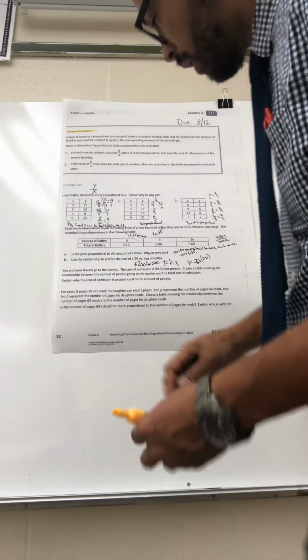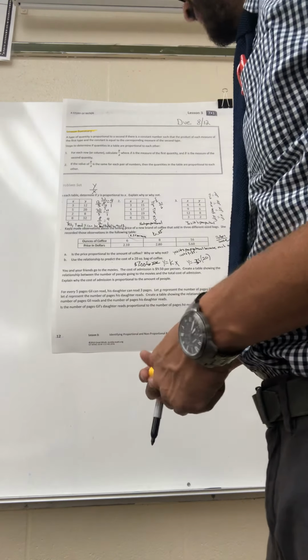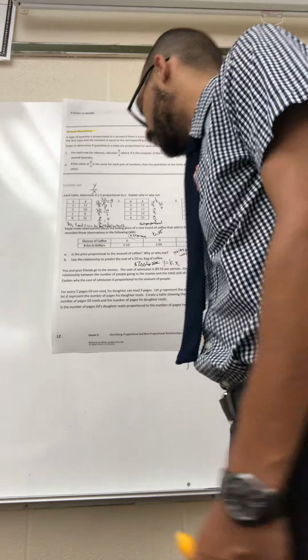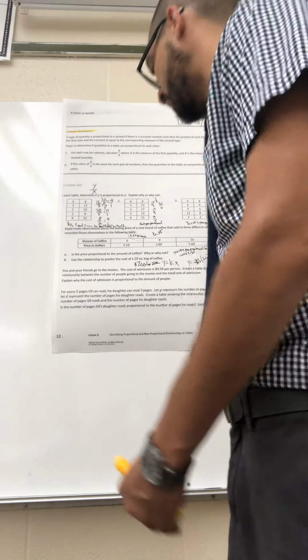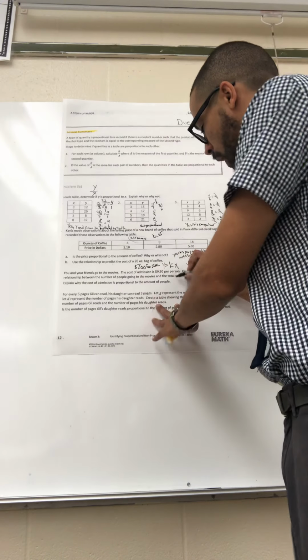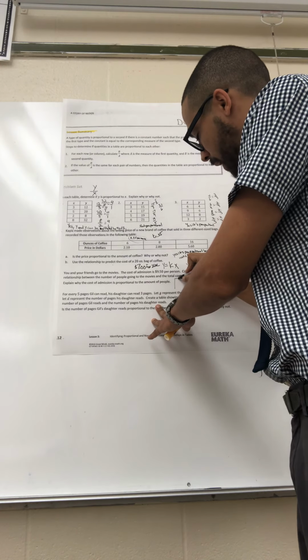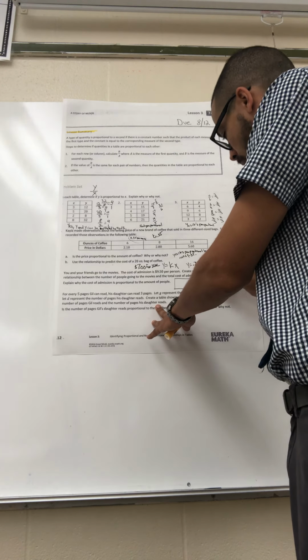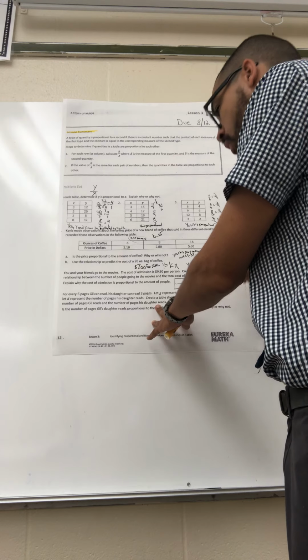All right, you and your friends, y'all going to the movies. Fun. The cost of admission is $9.50 per person. Create a table showing the relationship between the number of people going to the movies and the total cost of admission, and then explain why the cost is proportional. All right? So bam, I need to make a table. I know I'm going to have 2 rows or 2 columns. Right? And I'm going to have several layers.